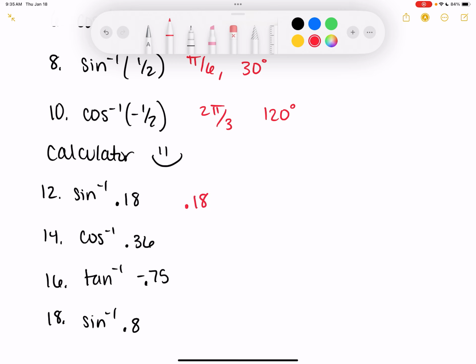All right, what is the inverse cosine of 0.36 in radians? 1.2. All right, inverse tangent of negative 0.75. Negative 0.64. Inverse sine of 0.8.